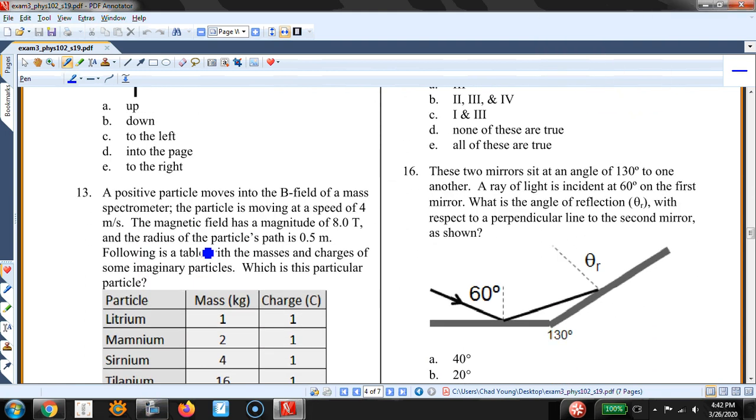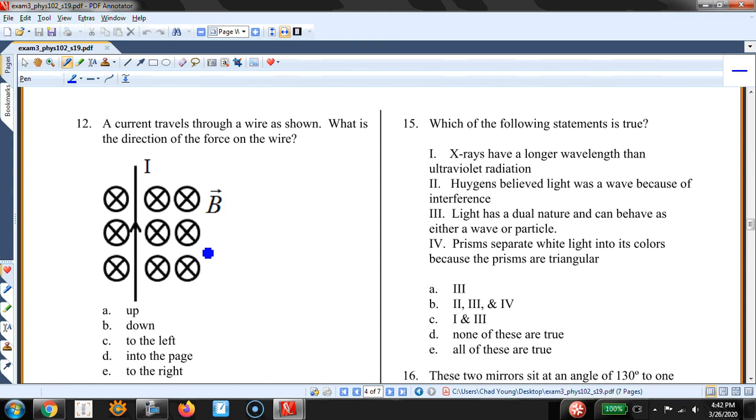Let's look at, well, let's think of this. Which of these following statements is true? X-rays have a longer wavelength than ultraviolet radiation. Well, let's think. I have radio waves, microwaves, infrared, visible, UV, what comes after that?